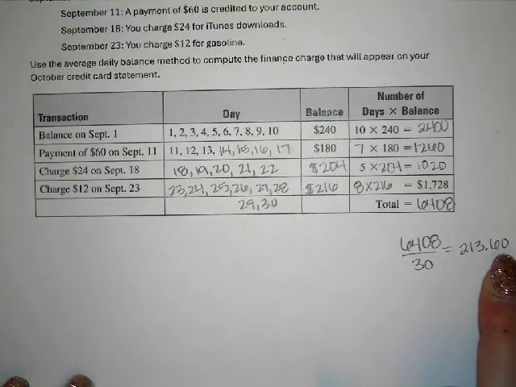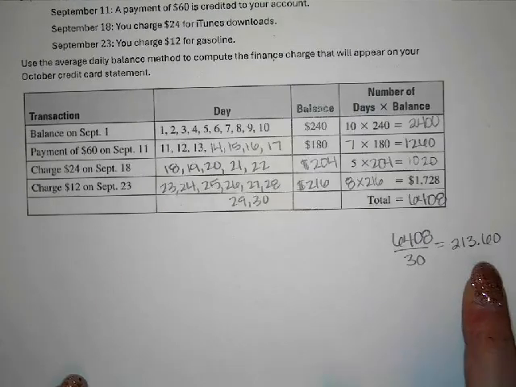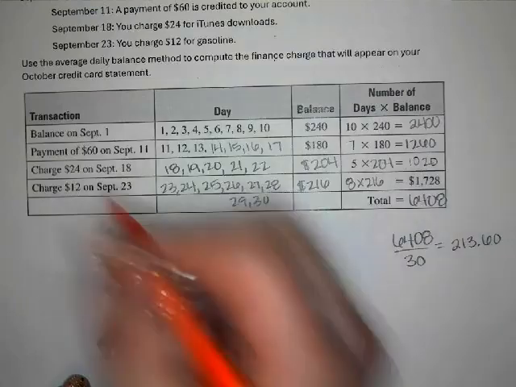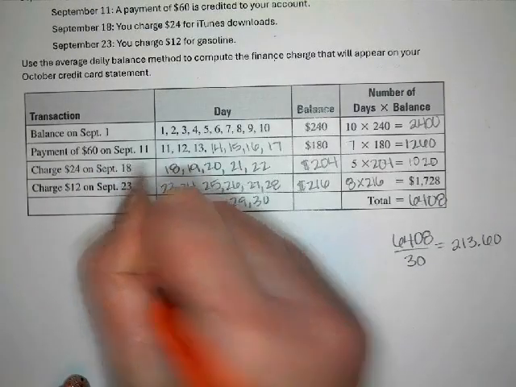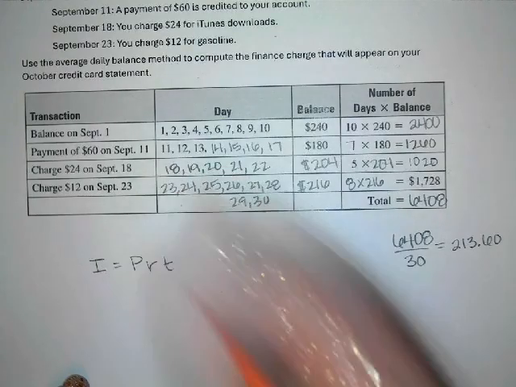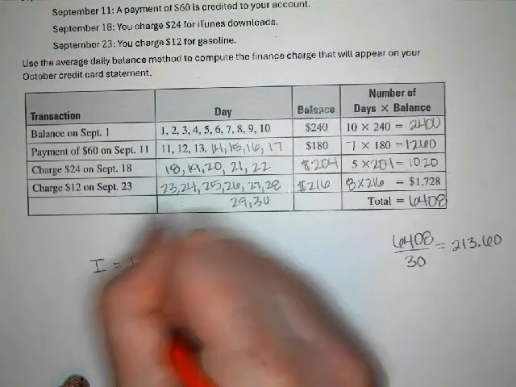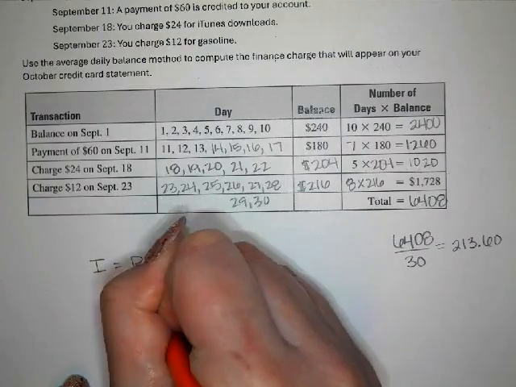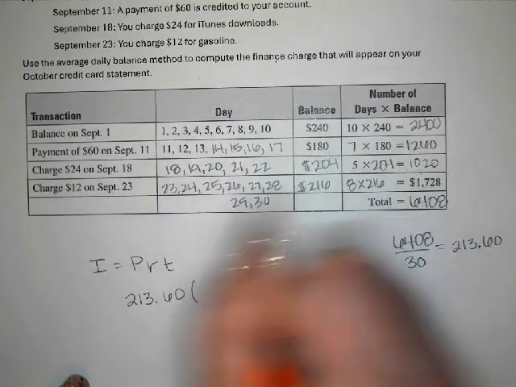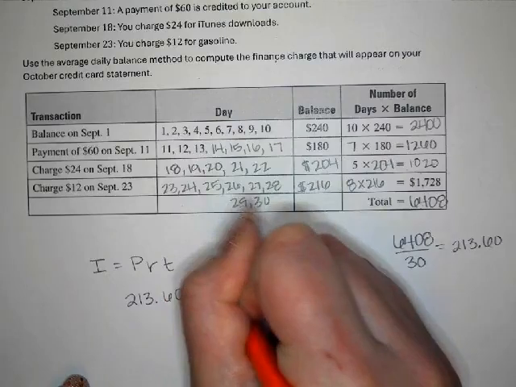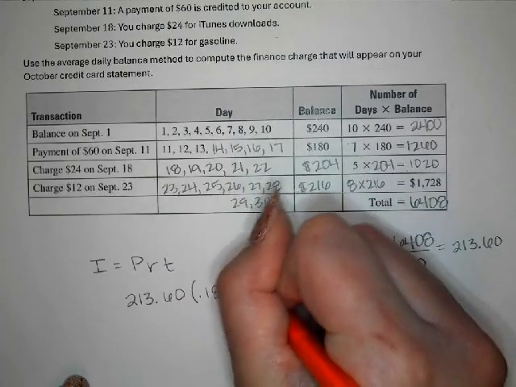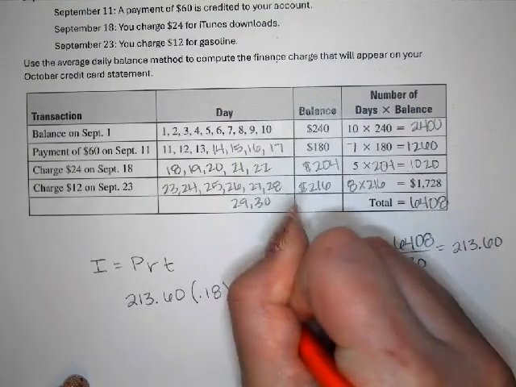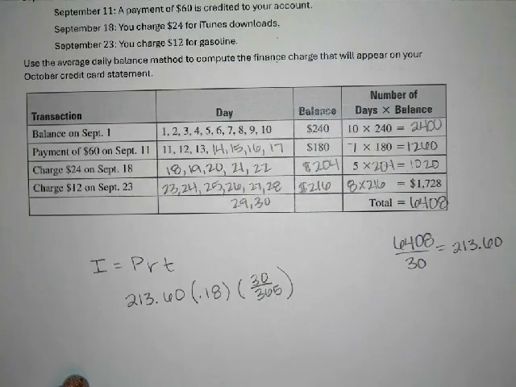Now we need to calculate the interest using principal times rate times time. The principal is the average daily balance. The rate is 18%. The time is the number of days that we had this average daily balance, which was 30 days out of the year. So time is the number of years. This is only 30 days out of the whole year.